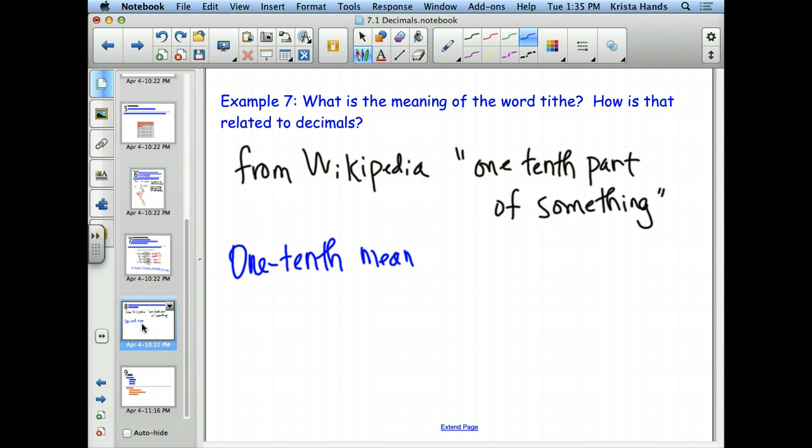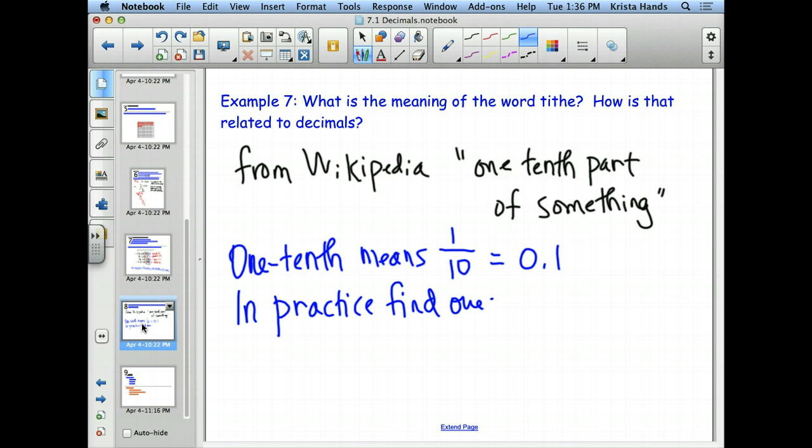1/10 means this, right? 1/10, 1 out of 10. Or we equivalently use the decimal expansion 0.1. And in practice, finding 1/10 of, let's say, $50 means we do what? What do we do? What do you really do?